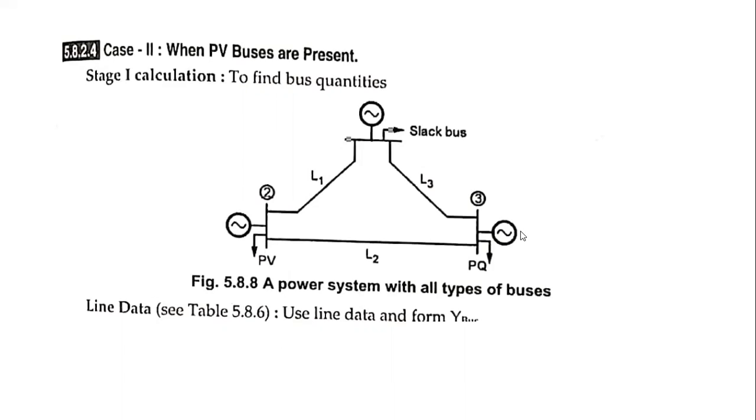This is the 3 bus system. Bus 1 is taken as the slack bus, bus 2 is taken as the PV bus and bus 3 is taken as the PQ bus. Okay, and then observe the line data. This is the line data.